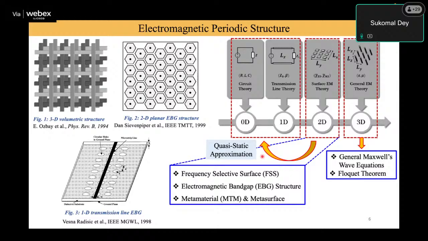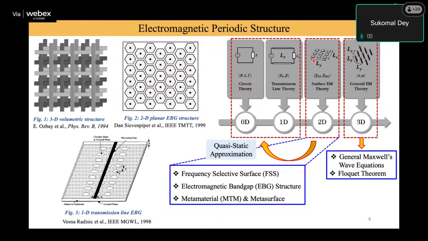First of all, it is basically a periodic structure that can be 0D, 1D, 2D, or 3D. 0D is basically like when you are playing with a simple RLC circuit model, when you are introducing the transmission line theory. Whenever the structure becomes planar using some kind of PCB process, it will give you a 1D method.